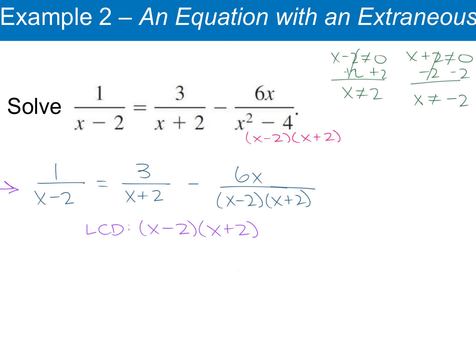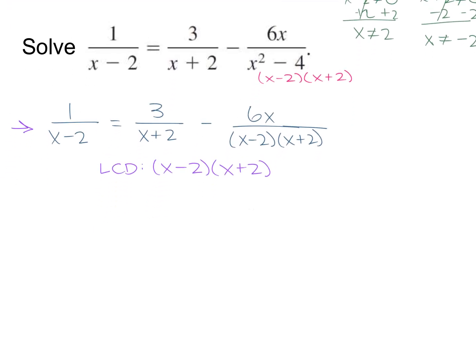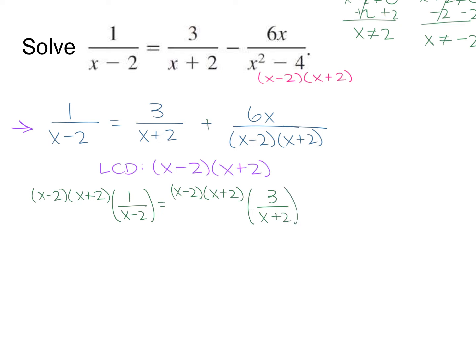So the entire equation gets multiplied by this x minus 2 times x plus 2. You're going to have x minus 2 times x plus 2 times 1 over x minus 2 is equal to x minus 2 times x plus 2 times 3 over x plus 2. I'm going to turn this minus 6x into a plus negative 6x, so I have a positive x minus 2 times x plus 2 times negative 6x over x minus 2 times x plus 2.